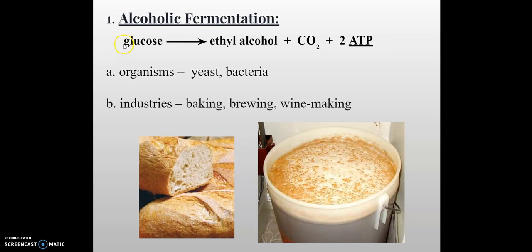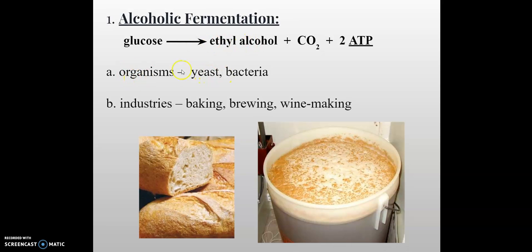Alcoholic fermentation takes that glucose. You'll notice that oxygen is not here on this side of the equation, like in regular cellular respiration, because it's anaerobic. No oxygen is present. So you're just going to take that glucose and turn it into ethyl alcohol, carbon dioxide, and 2 ATP. Ethyl alcohol is the byproduct that you're creating instead of that water.